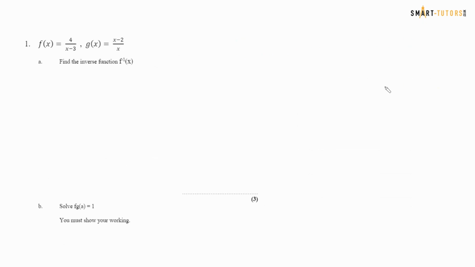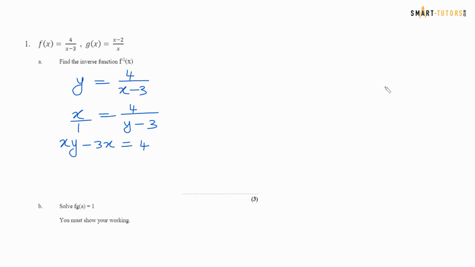f(x) is given, g(x) is given. Find the inverse function, f inverse x. So step 1, replace the f(x) with y. So y equals 4 over x minus 3. Interchange the y to x and x to y. That is switching the letters. Now cross multiply, x over 1. So x times y is xy. x times 3 is minus 3x, equals 4 times 1 is 4. Right? So now you need to rearrange with y as the subject.